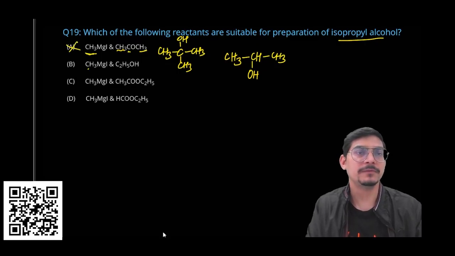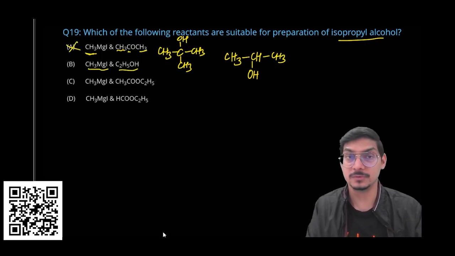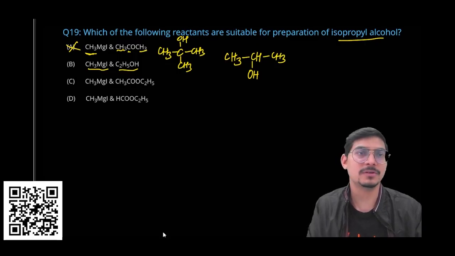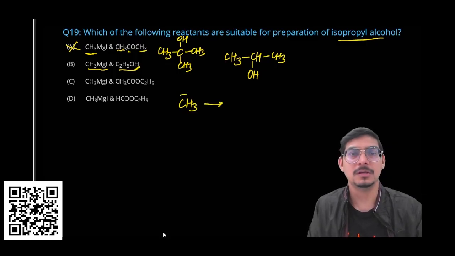In option B, we have the Grignard reagent and another molecule that we are using here is ethanol. So this is an acid-base reaction because the Grignard reagent gives the carbanion CH3 minus, which takes this acidic hydrogen from ethanol to form methane. So actually there's no alcohol formed here as such.